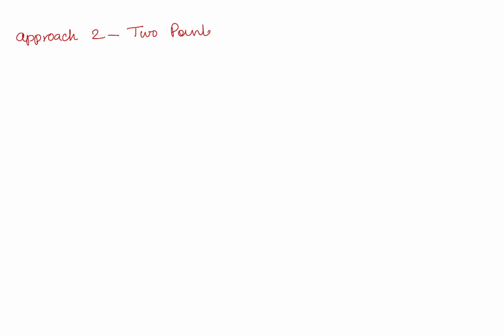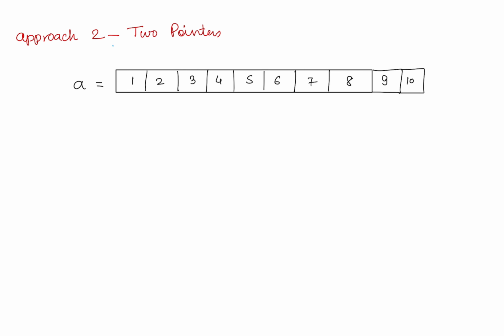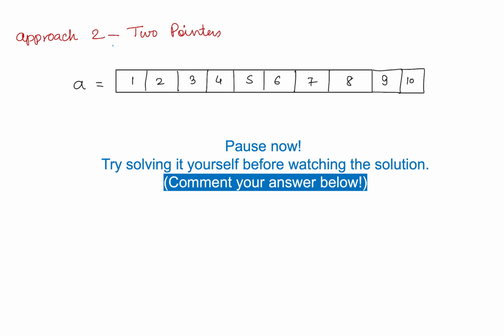Let's look at the second approach, two pointers. We will use the same array as an example, but this time we don't want to use an extra array. Pause the video and think about it. Treat it like a puzzle. How can we solve this problem without an extra array? I have already given you a hint. We will be using two pointers.